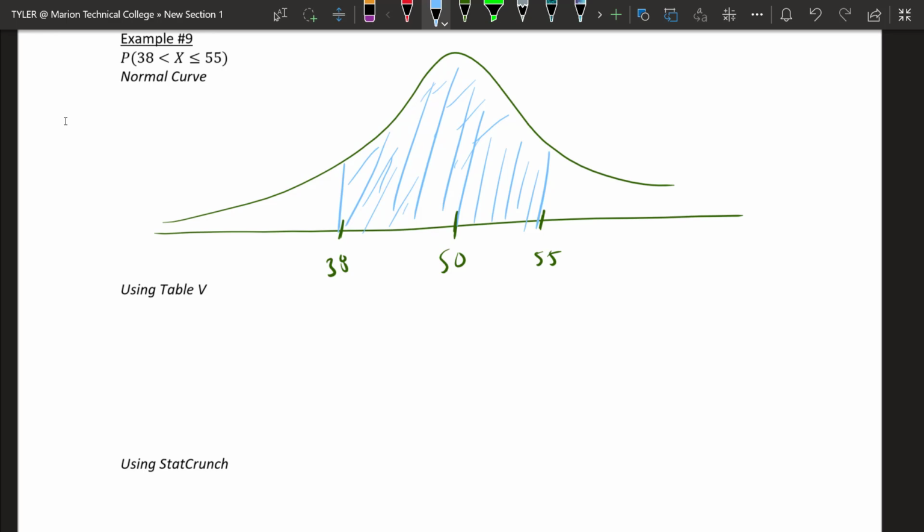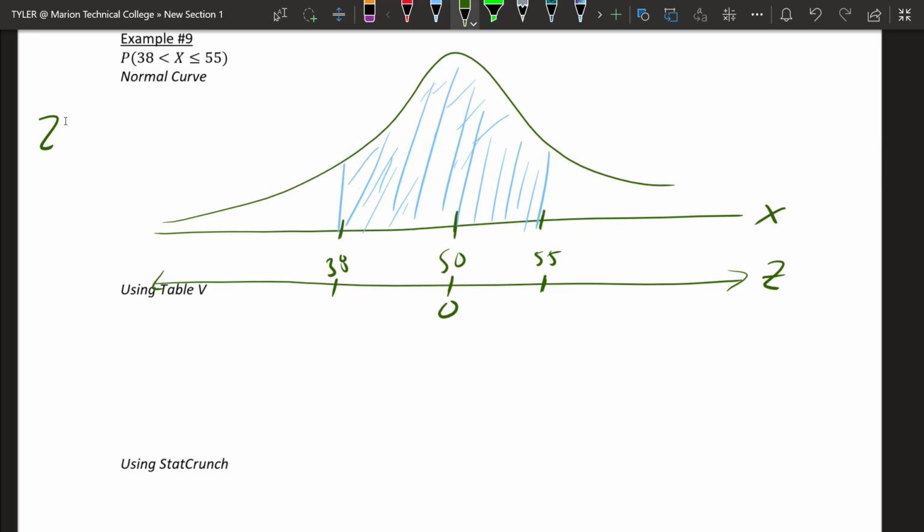So again, I can't just plug these into the table, because everything needs to be in terms of z-scores. This is in terms of x, my random variable. So if I draw an axis underneath, this could be my z-axis. What lines up with 50 is 0, and I don't know the value that lines up with 38 and 55. So I can figure that out.